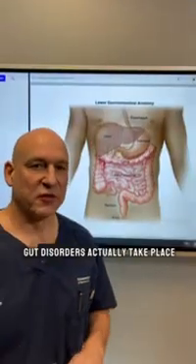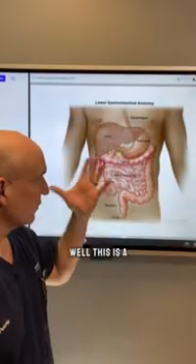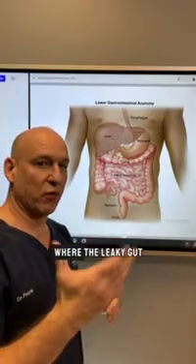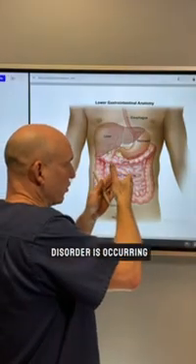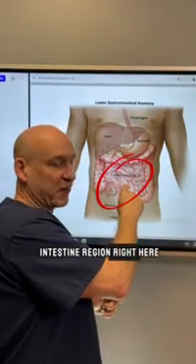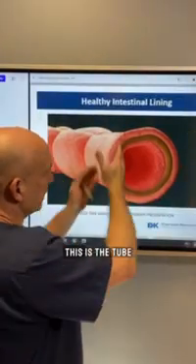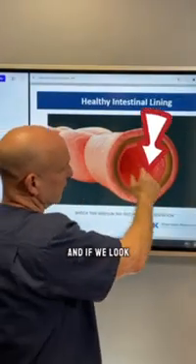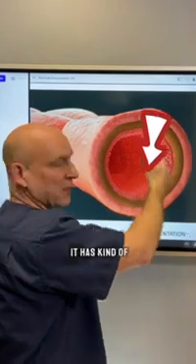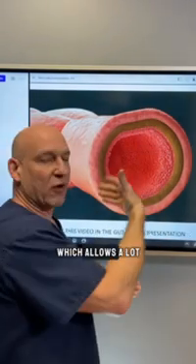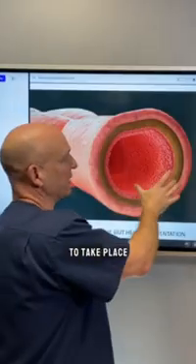Where does leaky gut disorder actually take place? Well, this is a diagram of the anatomy of the digestive system, and primarily where the leaky gut disorder is occurring is in the small intestine region right here. If we blow this up and go deeper to get a better look, this is the tube, the intestines, and if we look deep inside here, we can see that it has kind of a shag rug type appearance, which allows a lot of the absorption of our food to take place.